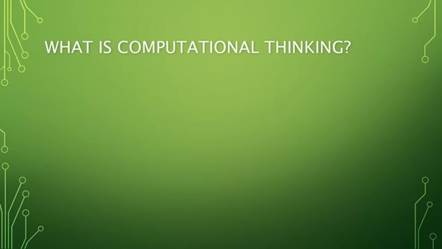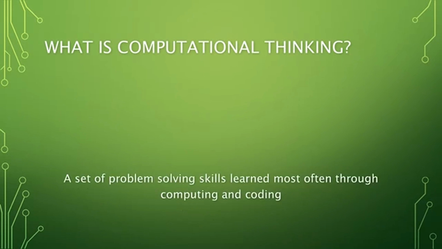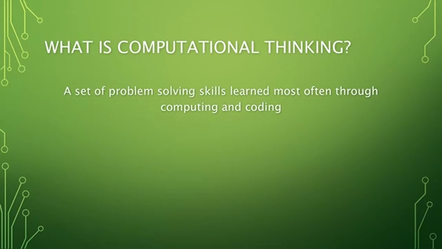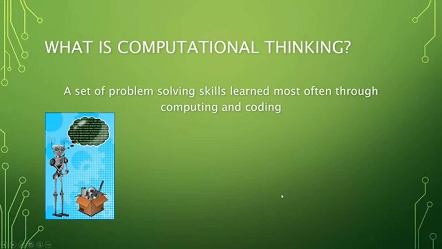So the first question is, what is computational thinking? Well, computational thinking is a set of problem-solving skills learned most often through computing and coding. This does not mean it is the only place that it can be used, but we call it computational thinking because it is similar to how a computer works through problems. It is a skill set that is held by a lot of computer scientists, but it can also be learned and used by anyone in any field of work.